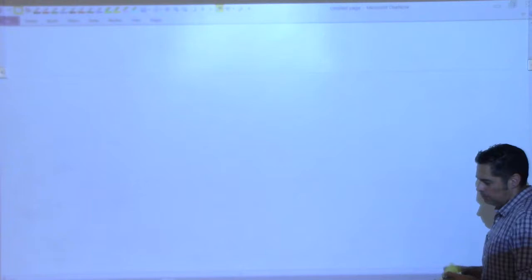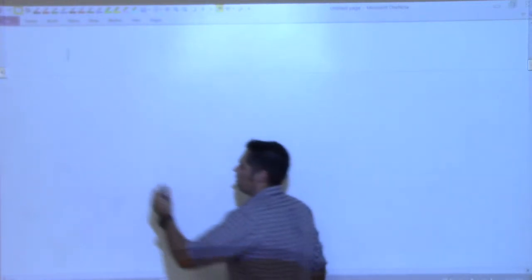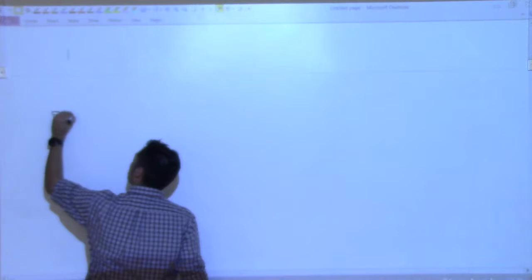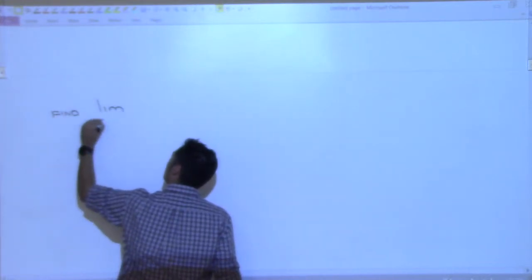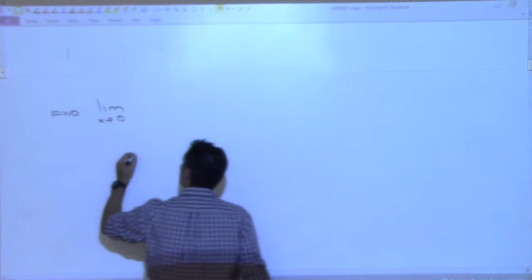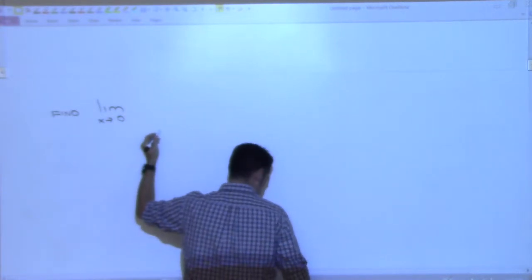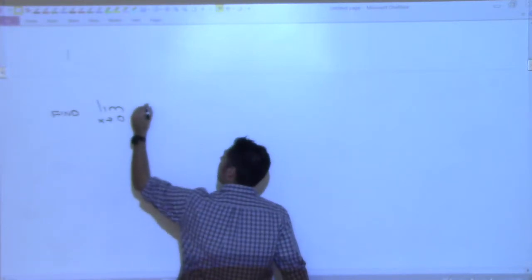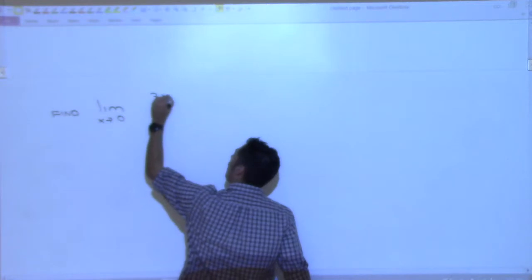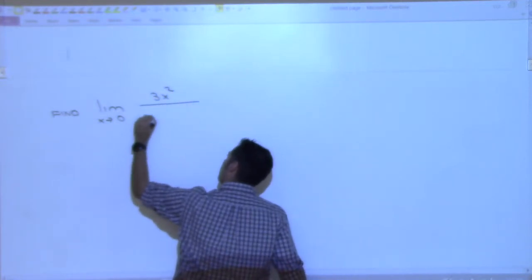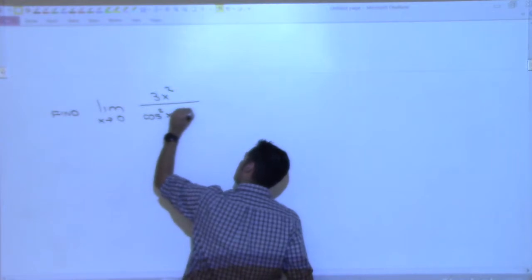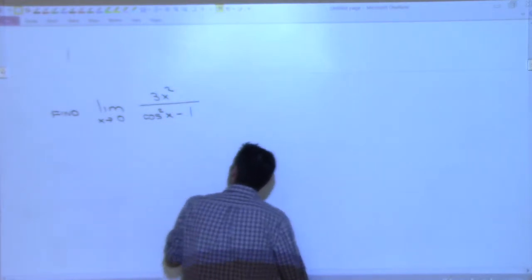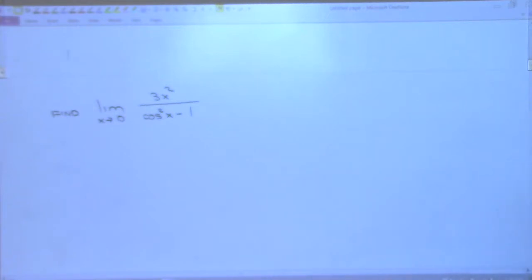So let's see, how about... find the limit as x approaches 0 of 3x squared over cosine squared x minus 1. Yeah, I like that one.